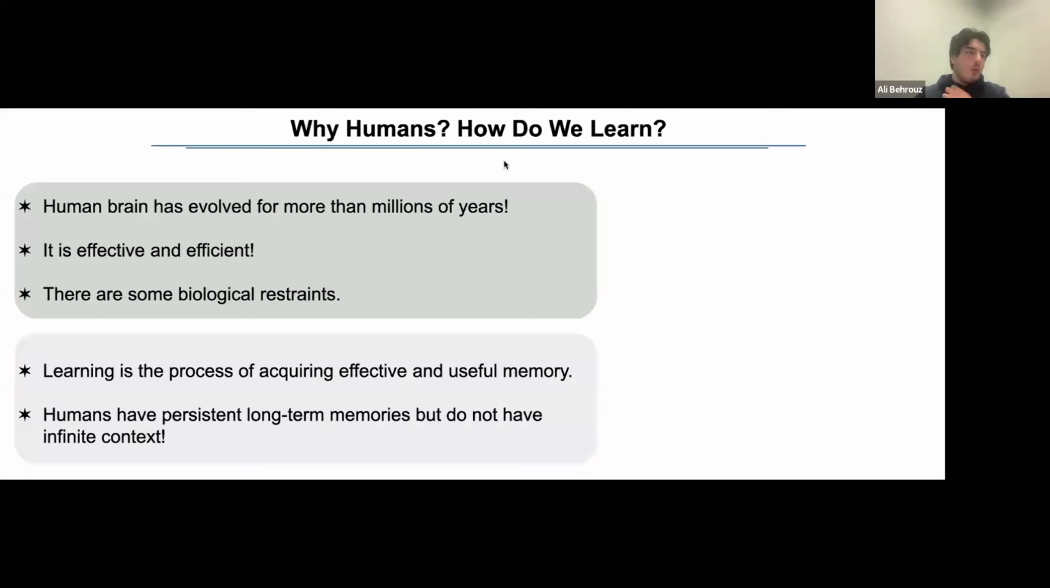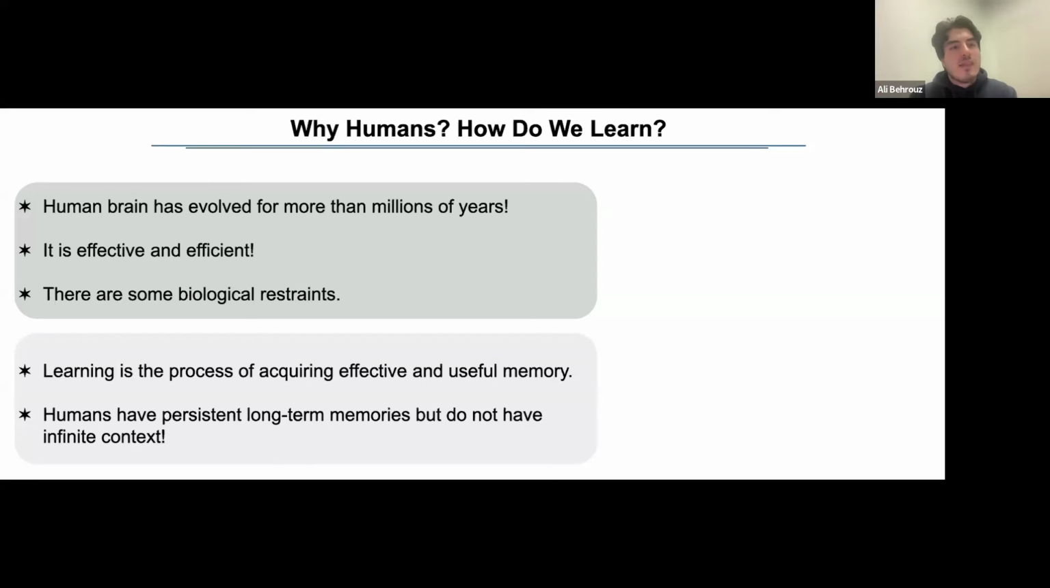Before going into the details of how this perspective can help us, I need to explain why it is important and why we want to get inspired by the human brain and have this memory perspective. The human brain has evolved for millions of years, so it is very effective and very efficient. We can learn from a small number of samples. So that's a great source of inspiration: we can get inspired by the brain and design very powerful neural architectures.